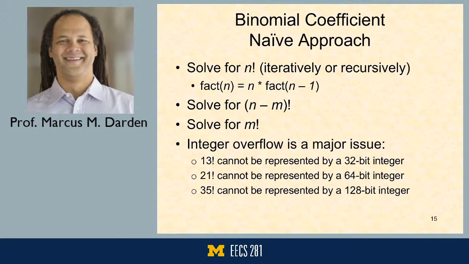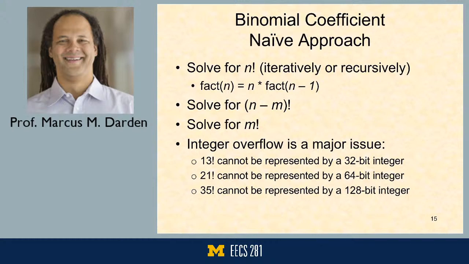The problem, though, is integer overflow, because factorials make huge numbers. 13 factorial, for instance, can't be represented in a 32-bit integer. It's too big to get to 13 factorial. If I go to a 64-bit integer, this is talking about like my unsigned long, I can't even represent 21 factorial. That number will overflow a 64-bit integer.